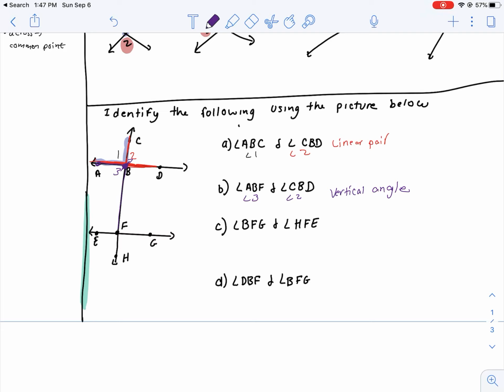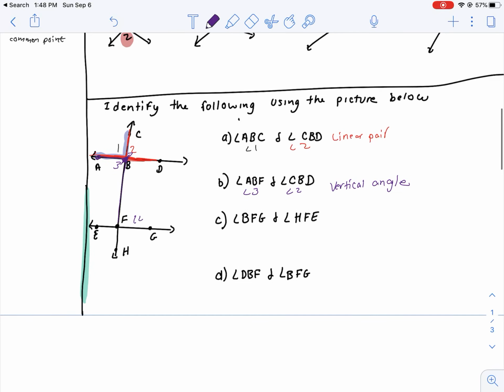How about B to F to G? So that's this angle down here. Well, angle 3, angle 4, 5. We're on angle 4. And HFE. Call it angle 5. What do you think? Well, they're across, so we're going to expect these are vertical.